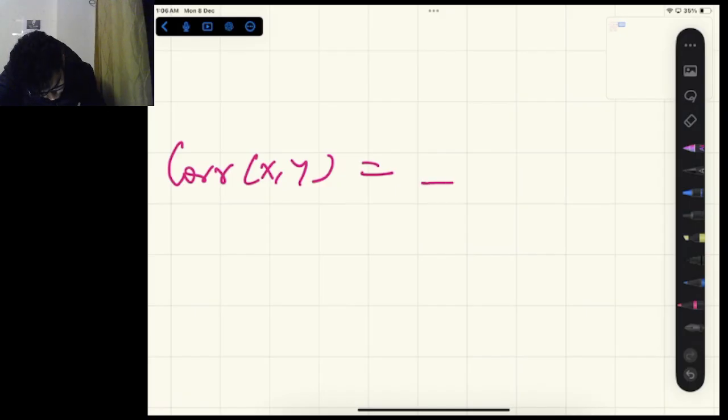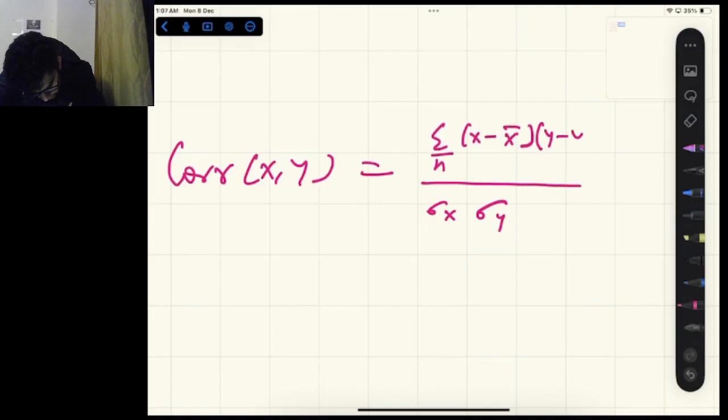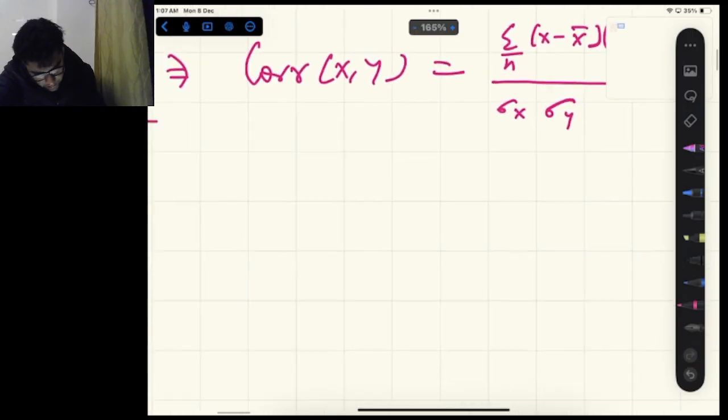So this is sigma y, sigma x, the standard deviation of x and the standard deviation of y, and sigma by n, x minus x bar into y minus y bar, right? So this is my correlation. Now let us start the proof.